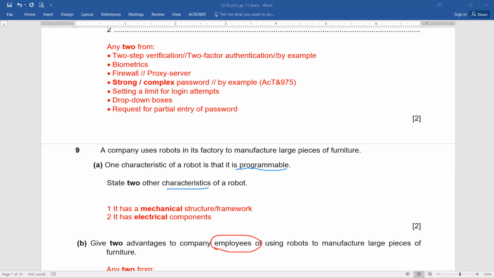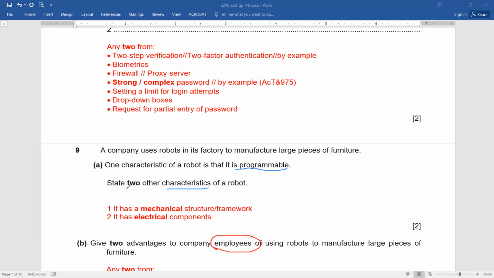Now, if I say 24/7, is it going to have any impact or any advantage to the company employees? I mean, isn't it the advantage for the employers? So this is the basic thing. Now, are you clear? Can you think of the 2 advantages to the company employees if robots are used to perform their activity to manufacture large pieces of furniture? I think now you're on point. So can you think of the right answers now?